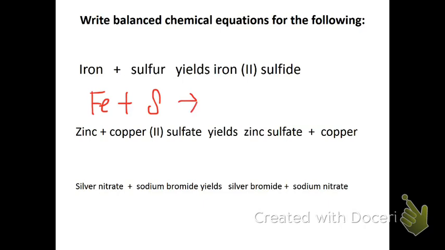Yields iron 2 sulfide. How would I write that formula? FeS, not FeS2. The 2 is telling me that I have a +2 charge on iron, and sulfur is in group 16, so it's a -2. Okay? How about zinc? How do I write zinc?